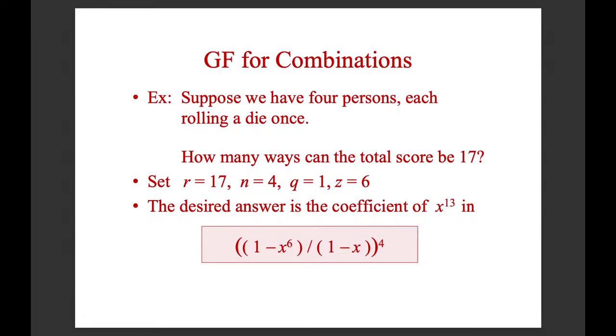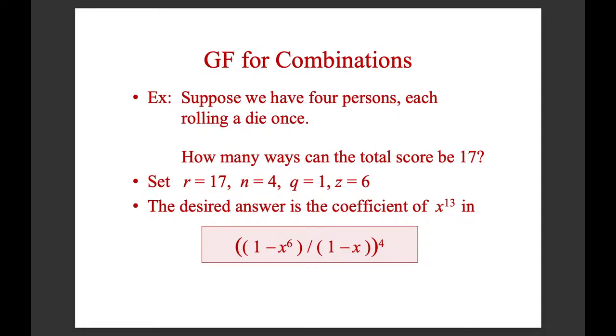So let's take a look at this problem. We have 4 persons. Each one of them is rolling a die, and each one of them has their own die, so different colors. We are counting how many ways there are so that the total value that we see in the outcome will be exactly 17.